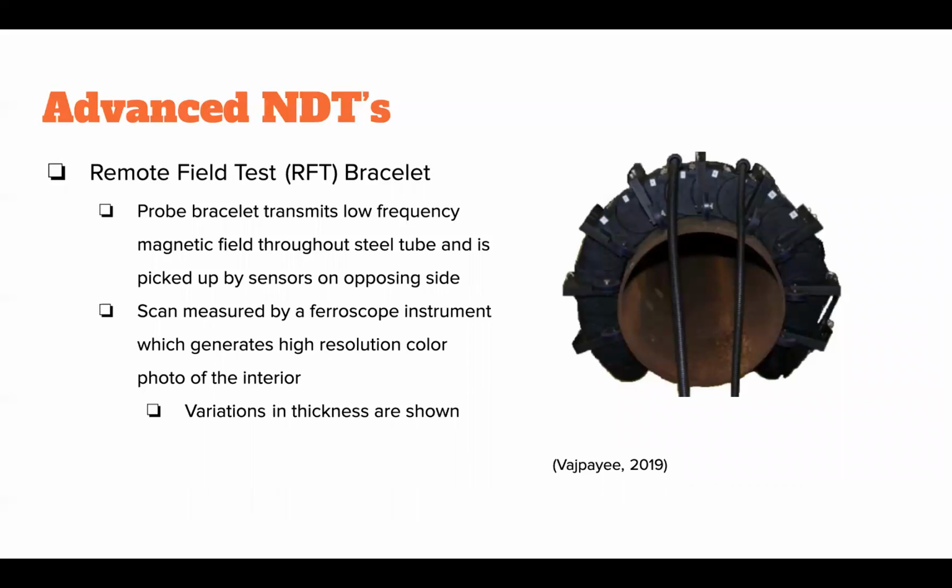Lastly, in the advanced NDT category, we have a remote field testing bracelet. This probe is shaped like a bracelet to wrap around steel structures to inspect the full circumference of the interior. The probe bracelet transmits a low-frequency magnetic field throughout the tube that creates a scan, and the scan is measured by a ferroscope instrument, which generates a high-resolution color photo of the interior where variations in thickness are made visible.